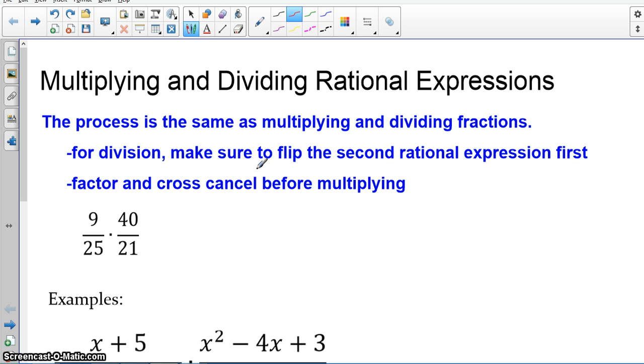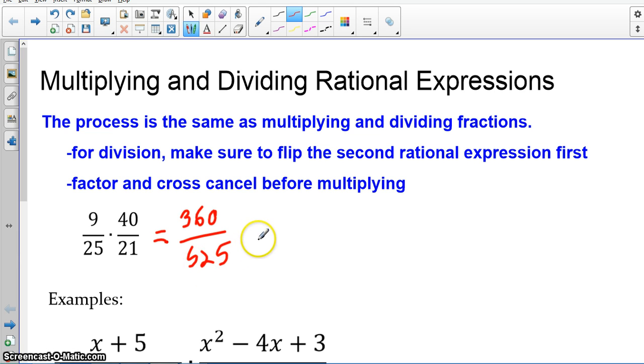The thing is, it is much better to factor and cancel diagonally, to factor and reduce before you multiply. And so here's a regular old fraction example to illustrate that point. If you're going to multiply this, you get 360 over 525 if you just start multiplying, okay?